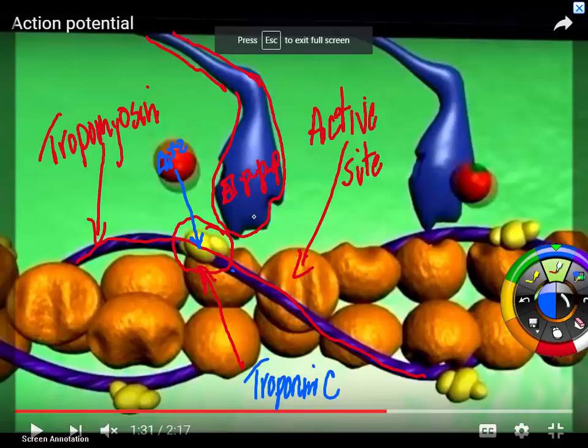And because there's a natural attraction between the myosin head and the active site, actin and myosin are going to bind. But what sits on the myosin head? ATP. So when the myosin head binds to the actin, it's going to cause ATP to be broken down to ADP and release that energy. And the myosin head that's now connected to the actin is going to swivel and pull the actin along with it. Observe.